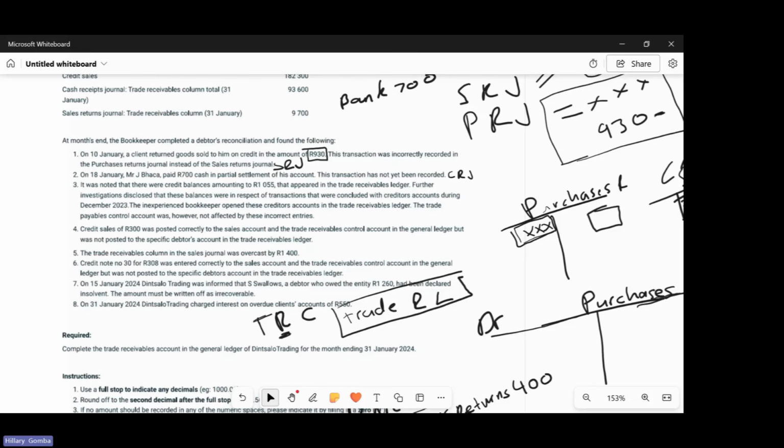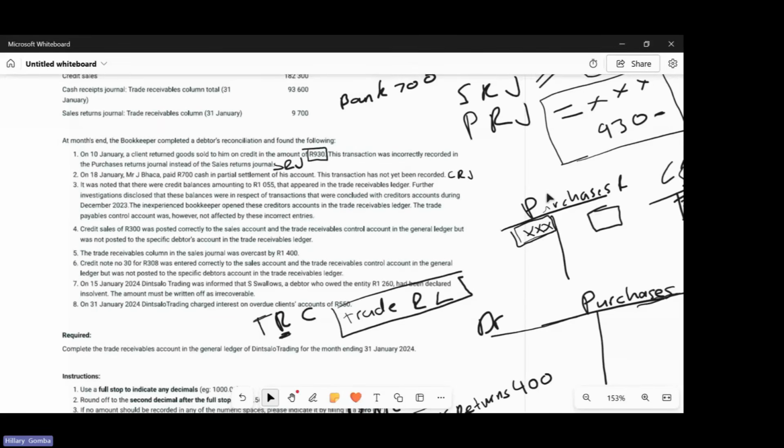So whenever you're dealing with a trade receivables control account, and you see information about the trade receivables ledger, you ignore it because it won't be affecting your trade receivables control. Do you understand? Because we are not dealing with individual accounts, we're dealing with the whole trade receivables, the total amount of payments and credit sales and so forth.